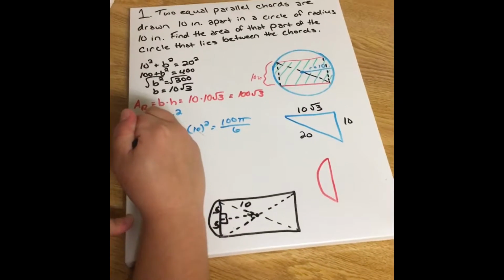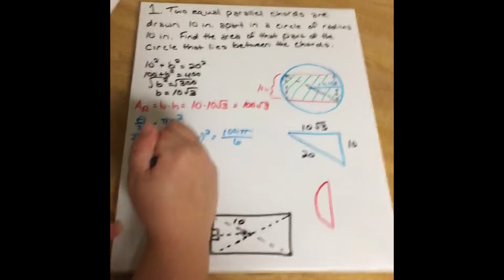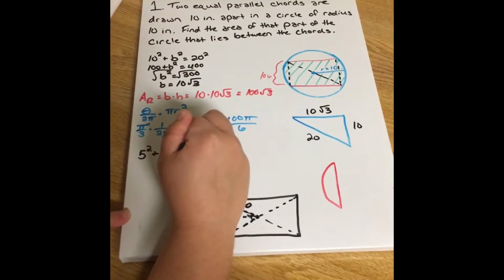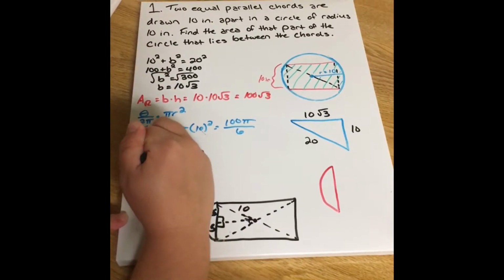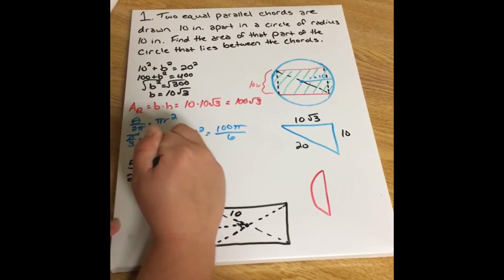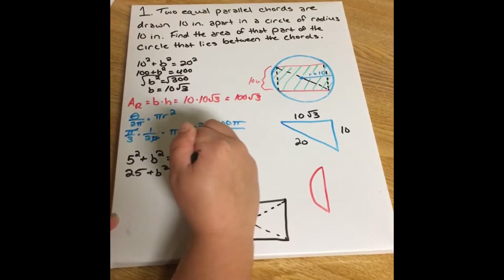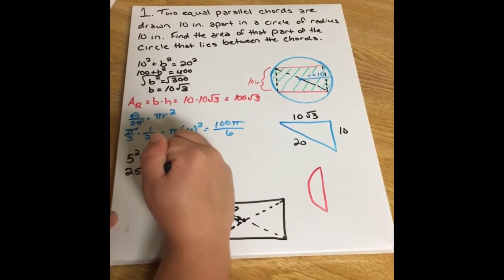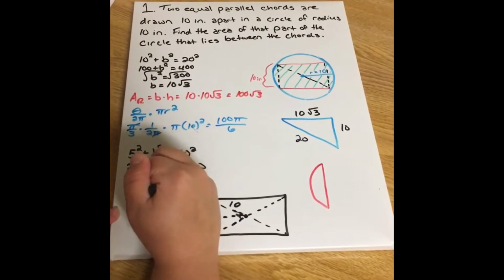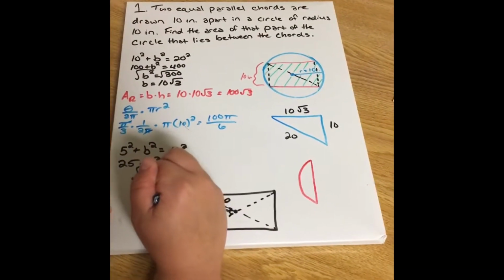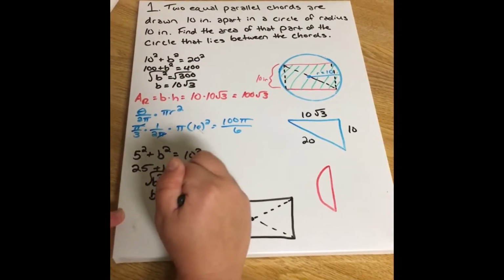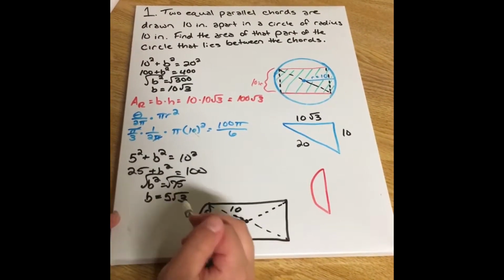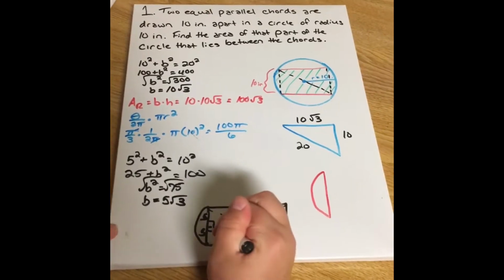So we would do 5 squared plus b squared equals 10 squared. So we get 25 plus b squared equals 100. B squared equals 75. And b equals 5 root 3. Because you can pull out a 25. The square root of 25 is 5, and that leaves you 5 radical 3.